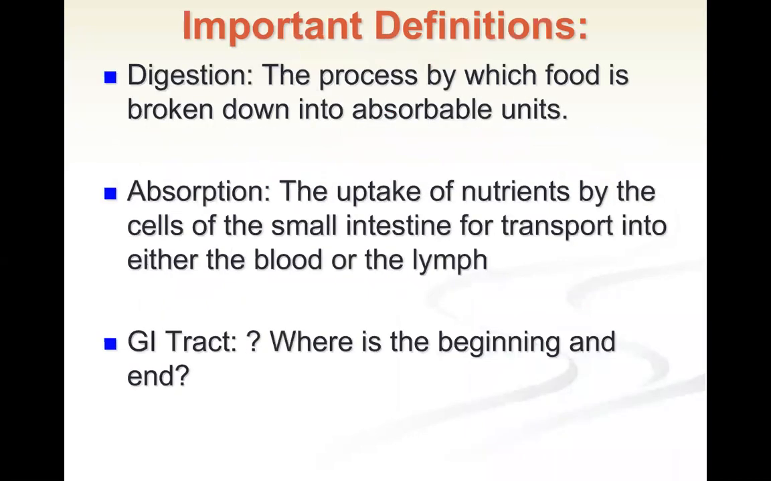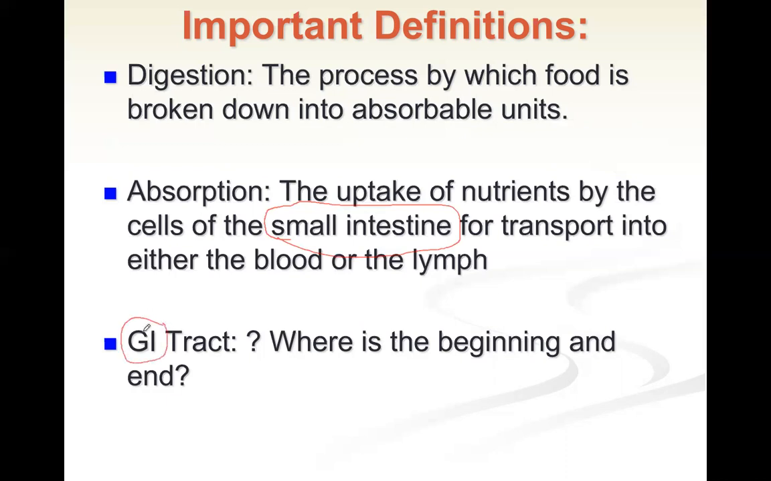Some definitions to know. So digestion. Digestion is the process by which food is broken down into absorbable units. Absorption, the uptake of nutrients by the cells of the small intestine for transport into either the blood or the lymph. And I will make one note about this absorption definition. It does say into the cells of the small intestine, but some absorption can take place elsewhere. It's not 100% in the small intestine. However, it's primarily in the small intestine.